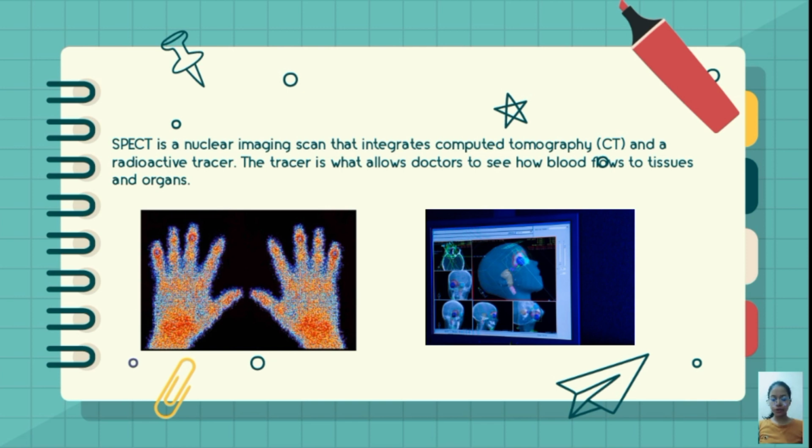The computer collects the information emitted by the gamma rays and displays it in CT cross-sections. These cross-sections can be added back together to form a 3D image of your brain.